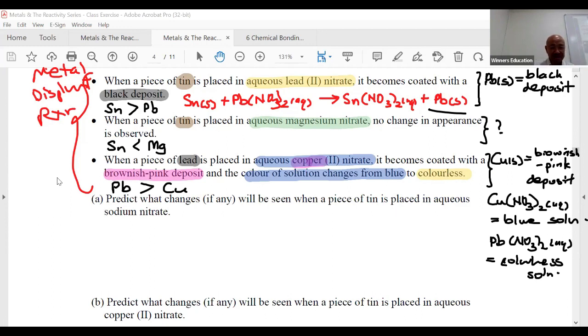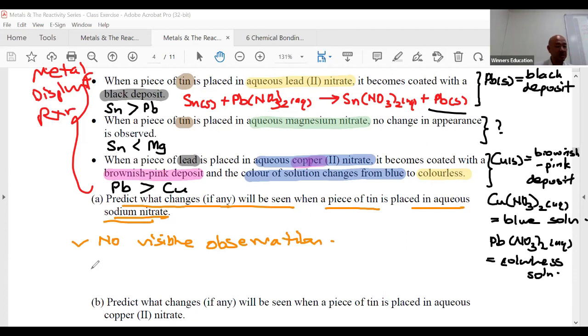First question, ladies and gentlemen. Predict what changes, if any, there could be no changes at all, will be seen when a piece of tin is placed in aqueous sodium nitrate, the salt solution. Anything? No. Sodium is one of the most reactive metals. So sodium nitrate is very, very stable. All right. So predict what changes? There is no visible observation.